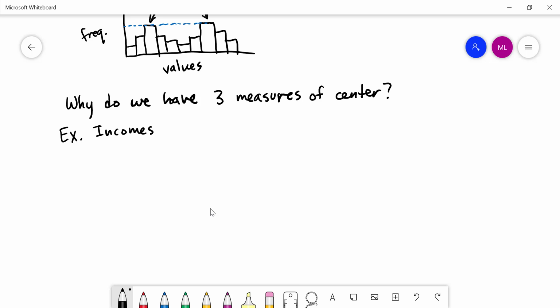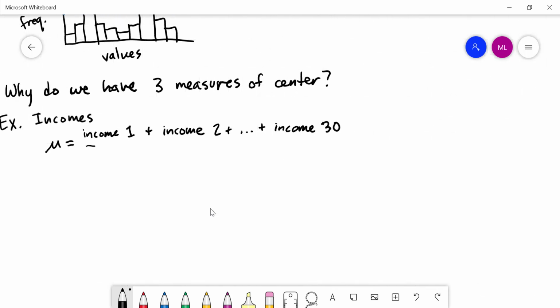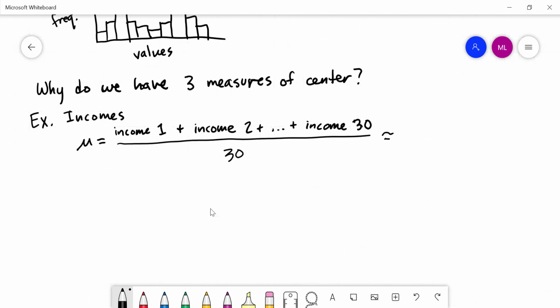So if we take 30 people's incomes, we could compute the mean. If we're talking about that being our entire population, maybe I would use mu. And I would take the first income of the first person, so income number 1 plus income number 2 plus ... all the way up to the end, the 30th person. So income number 30. And I would take those and divide by 30 and get a result. And let's just say, for sake of argument, that this maybe worked out to be, I don't know, $20,000.